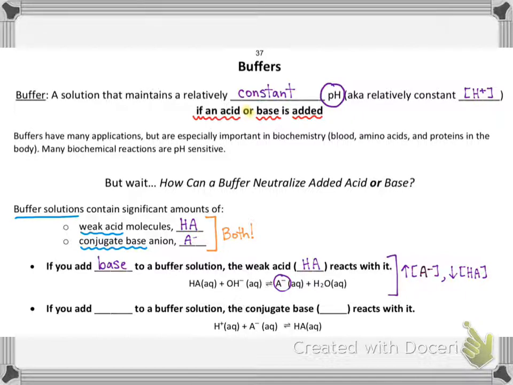Same thing. Of course, adding an acid to a buffer solution will do the opposite. The conjugate base will neutralize the added acid, which will reduce the amount of conjugate base and produce even more of your tasty weak acid. Let's look at a visual representation of this.